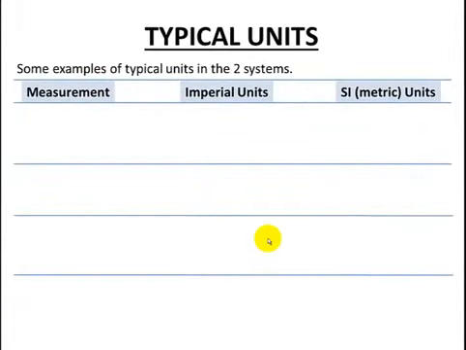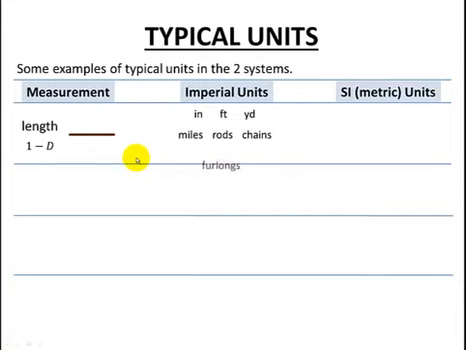Let's take a look at some of the typical units from the two systems. So measurements for length. Now remember, length is one dimensional. So here's a line. There's a 1D unit. Some imperial measures for length are inches, feet, yards, miles, rods, chains, and furlongs.